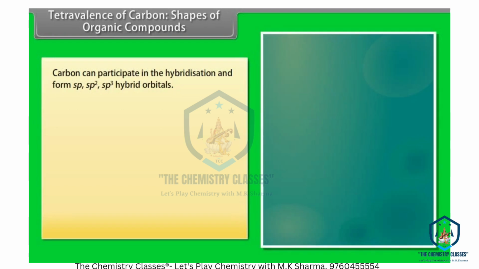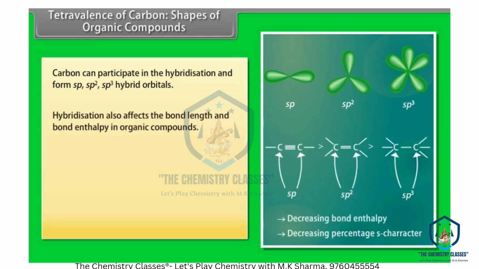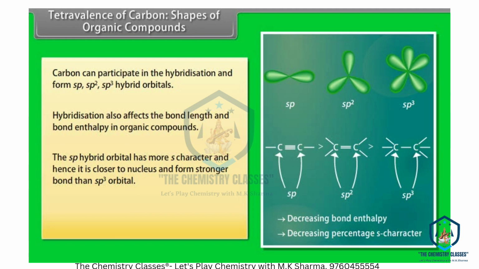Carbon can participate in hybridization and form sp, sp2, sp3 hybrid orbitals. Hybridization also affects the bond length and bond enthalpy in organic compounds. The sp hybrid orbital has more s character and hence it is closer to the nucleus and forms a stronger bond than the sp3 orbital. The sp2 hybrid orbital is an intermediate orbital between sp and sp3.